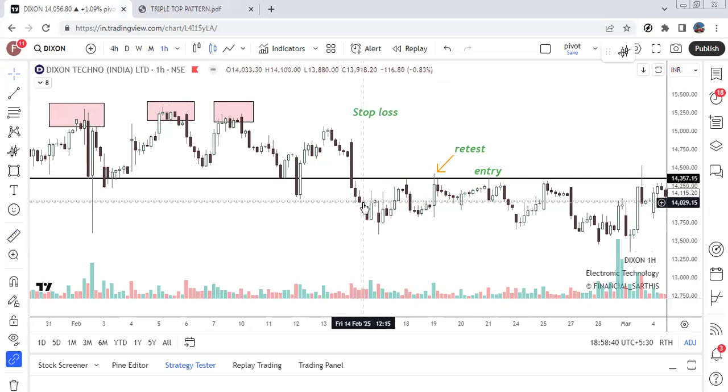You can try it on any time frame, 15 minutes, 75 minutes, hourly. The purpose of this video is to make you aware of the patterns. It's not a buy or sell recommendation. We are trying to just educate you as much as possible. Just try this pattern on any chart, backtest it on many charts if you can, and you will really see this pattern works very beautifully.